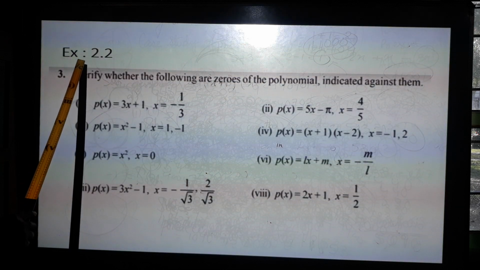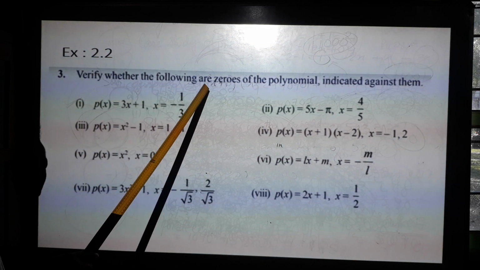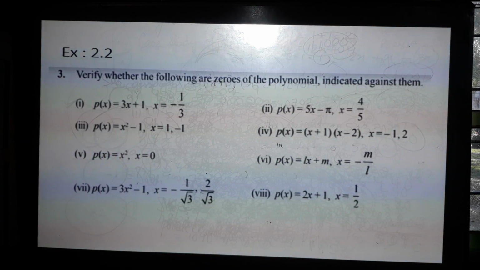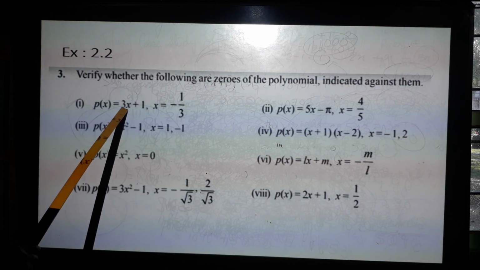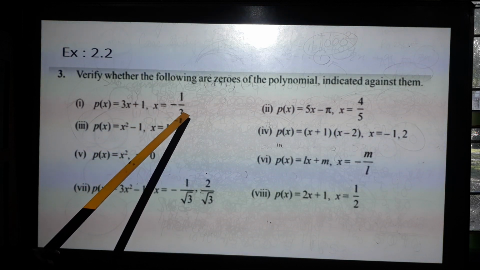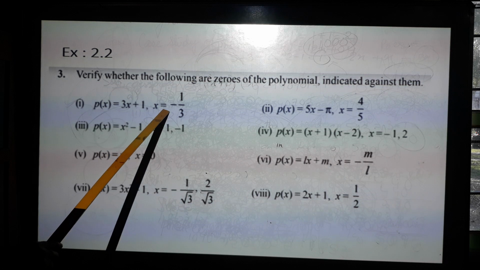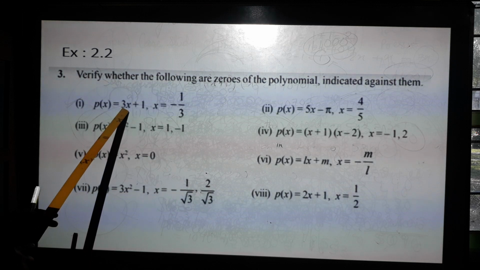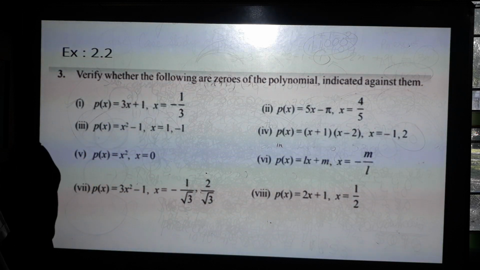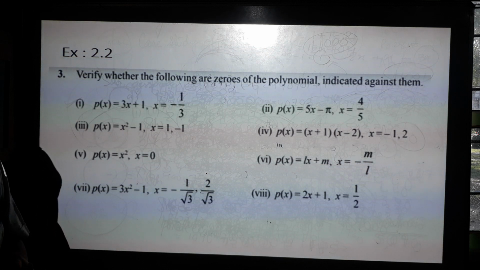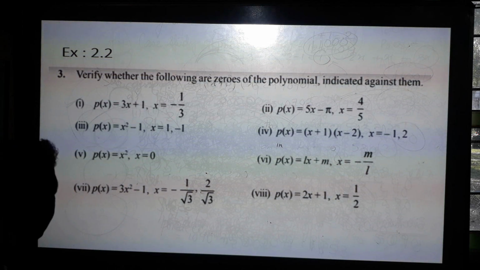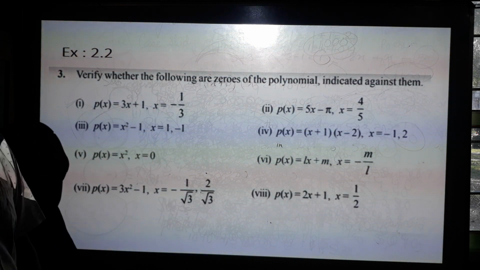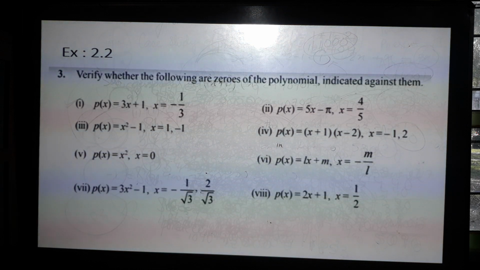This is question number 3 from exercise 2.2. Verify whether the following are zeros of the polynomial. Here what you are going to do is replace the variable x with the given values of x. In the first question, the value of x is x equal to minus 1 by 3. This minus 1 by 3 you're going to replace in the polynomial and see whether the given polynomial is 0 or not. If it becomes 0, then the given value is the zero of the polynomial. So let's start one by one, and I won't be doing all. I'll be choosing some of the questions from here. The rest you have to do as homework. So let's start.